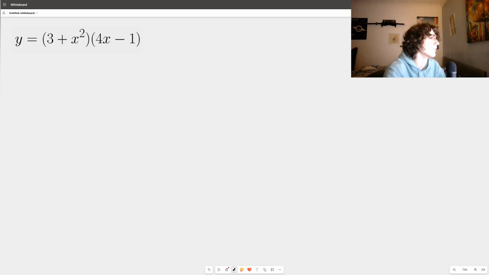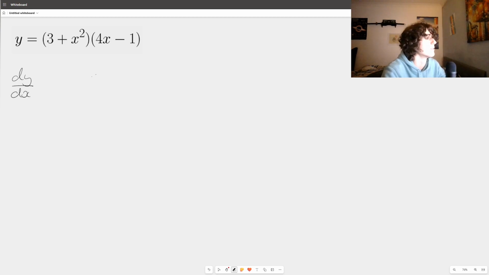We have a curve y equals (3 plus x squared) times (4x minus 1), and we want to find its derivative. So let's start with dy by dx. Now there are two ways of doing this question. You can expand this expression and differentiate it all in one, or you can use the product rule. Whichever one you find easiest doesn't really matter, because we're going to look at the product rule in this video.